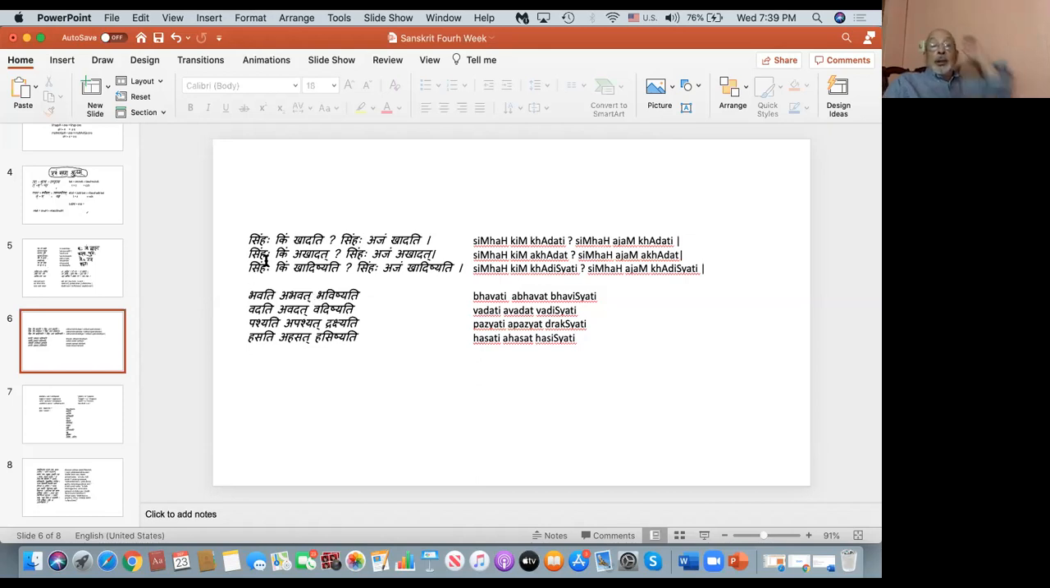Okay. Second line, Simha kim akhadat. Past tense: khadati becomes akhadat. So how do you translate Simha kim akhadat? What did the lion eat? Right? Simha ajam akhadat, past tense. Simha ajam akhadat.